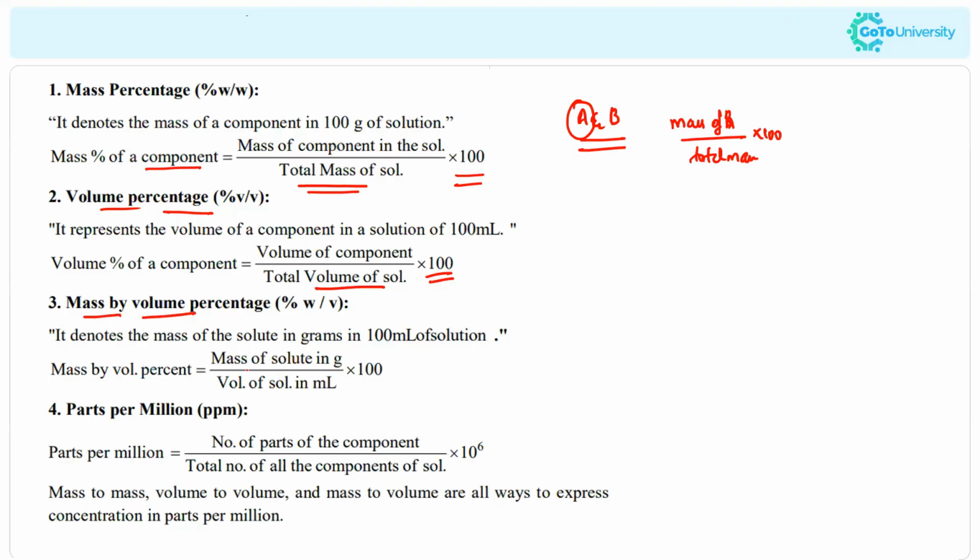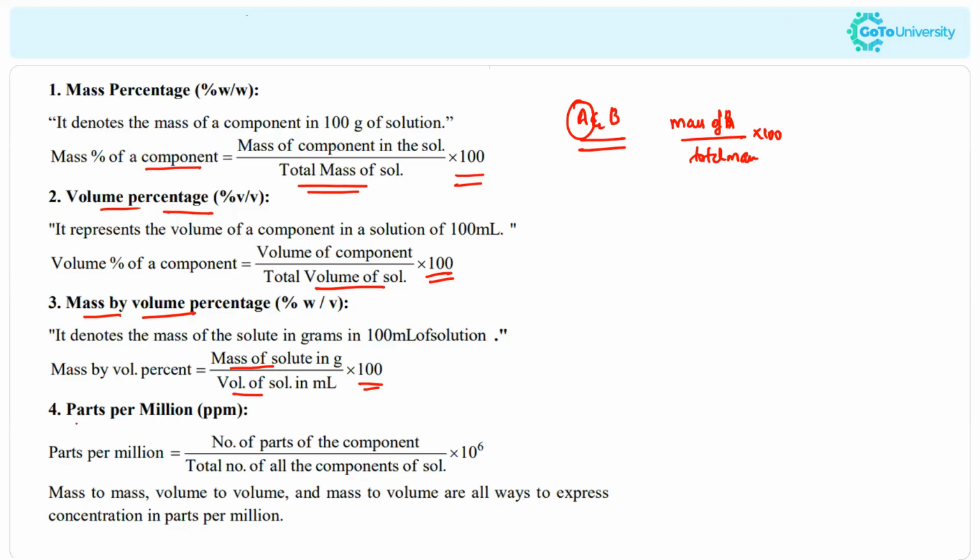Okay. Now we have mass by volume percentage. Suppose I have to find the mass by volume percentage of A. That is equal to the mass of the solute A divided by the total volume of the solution times 100. So whatever the quantity we have to find out, based on that we have to change the quantities that we are taking here.